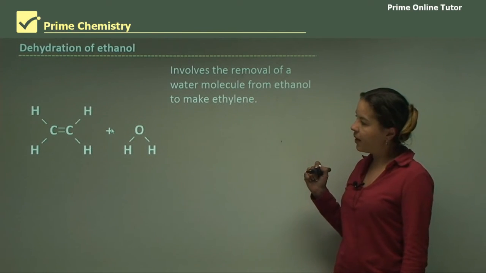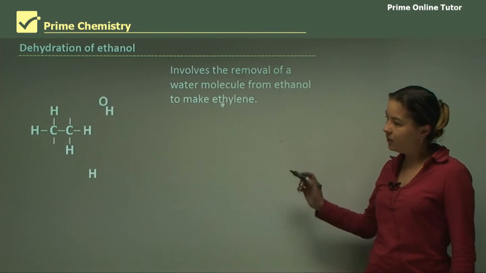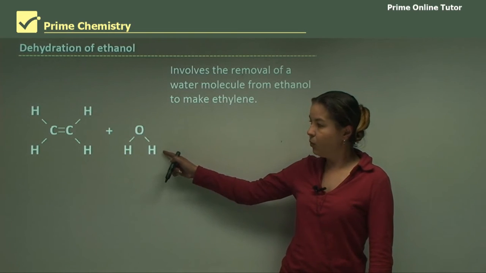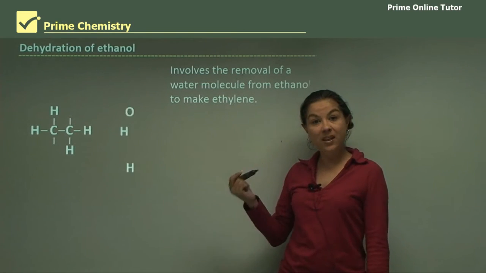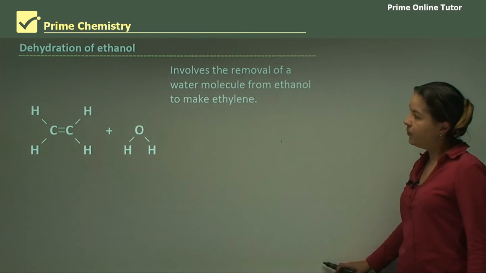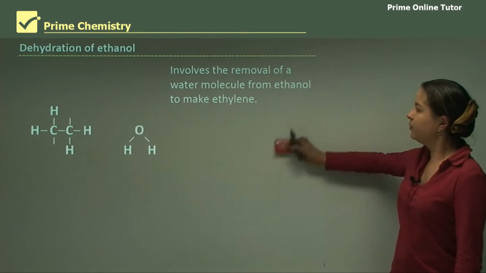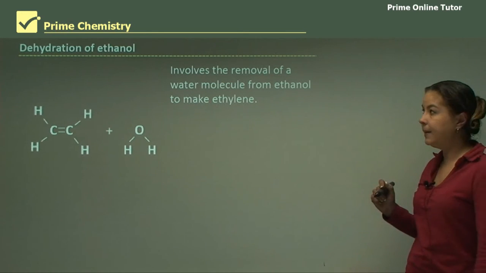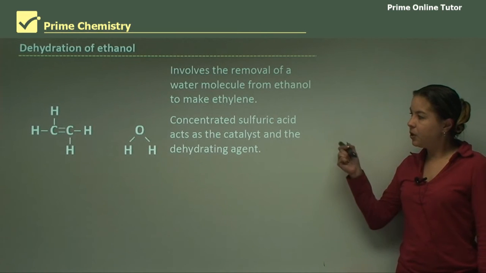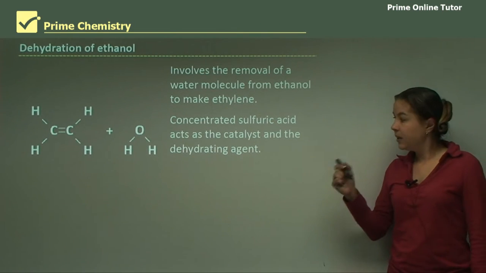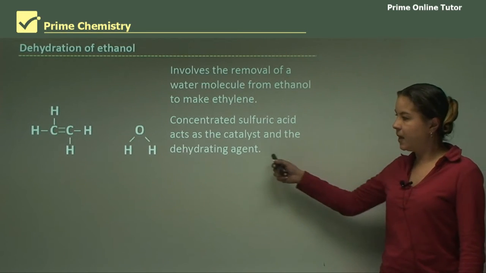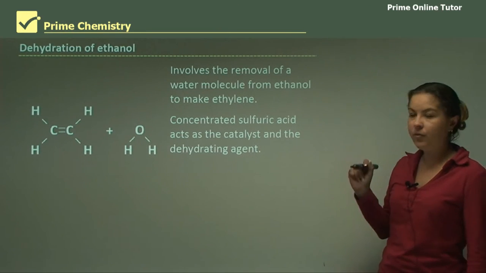So from this diagram, you can see that ethanol is losing its hydroxyl group and another hydrogen group to form water, and it's turning into ethene or ethylene, which we spoke about previously. So it involves the removal of a water molecule from ethanol to make ethylene. In the reaction, we use concentrated sulfuric acid, which acts as a catalyst, but is also a dehydrating agent. So it actually takes up the water that's given off from the ethanol molecule.